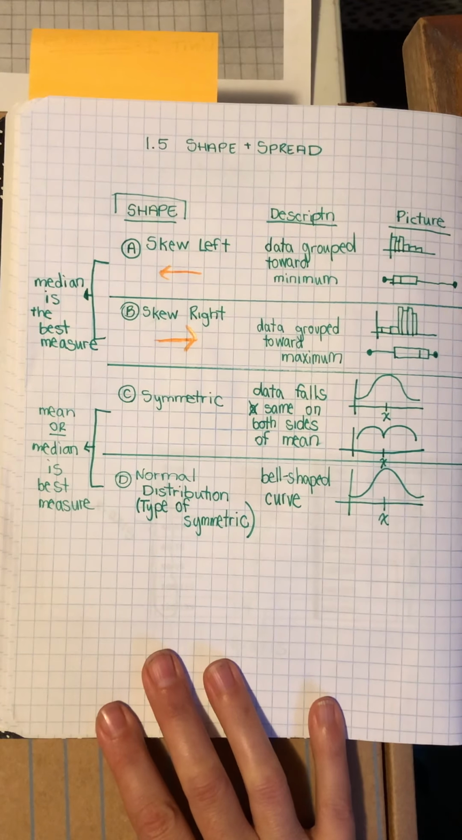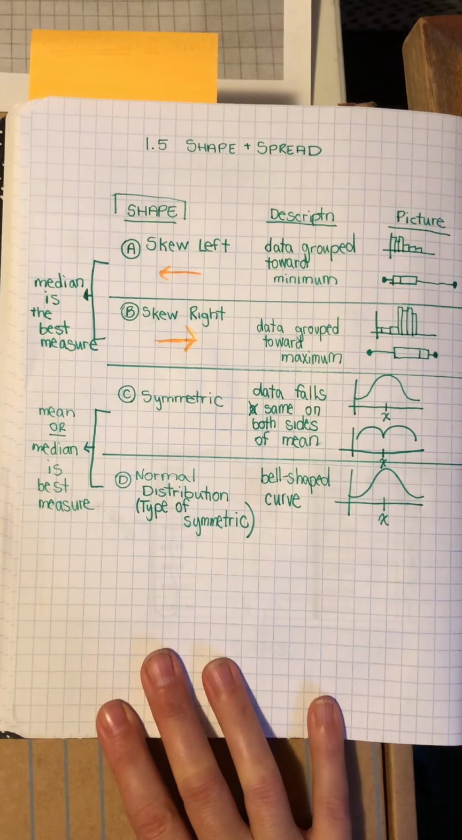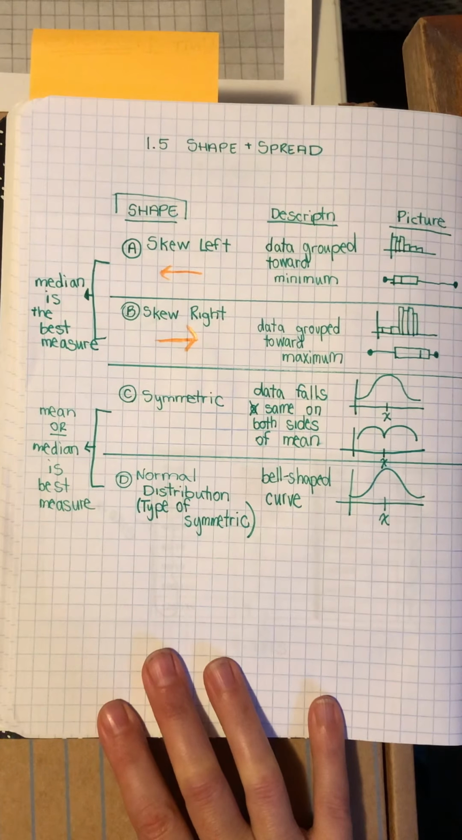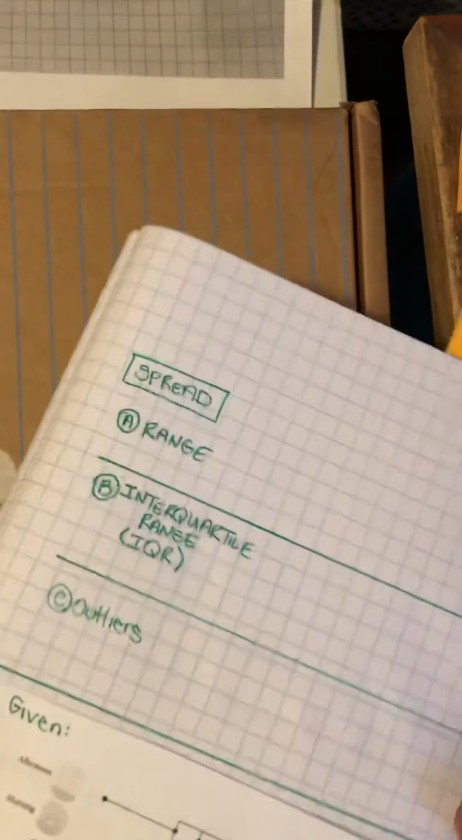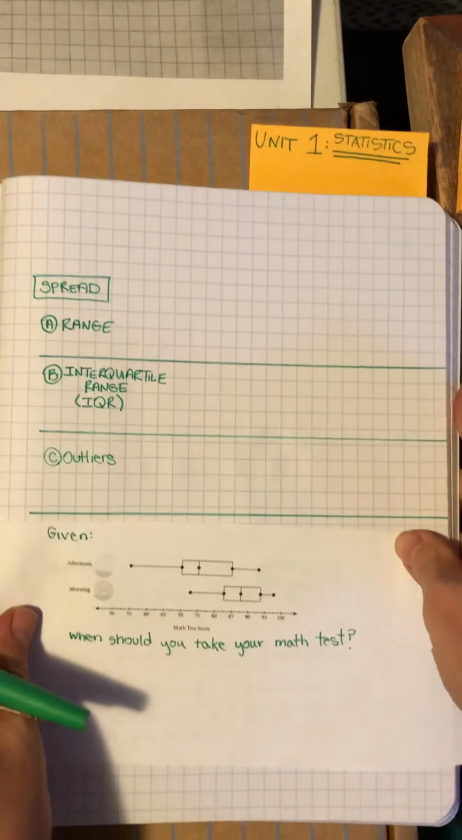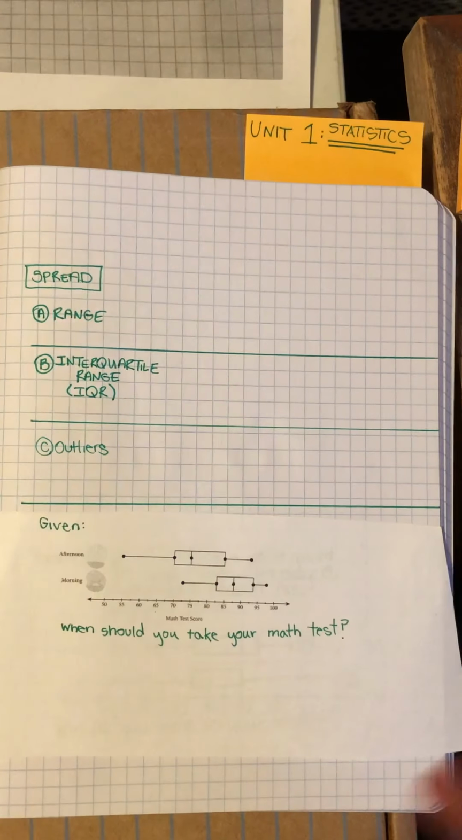All right, so I'm going to flip it over for spread. Maybe stretch some legs, take a break for the second part of our notes. And then we'll have one example. So spread is really how data spreads across the number line.